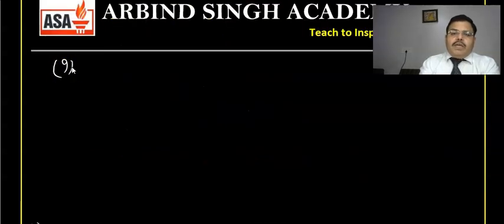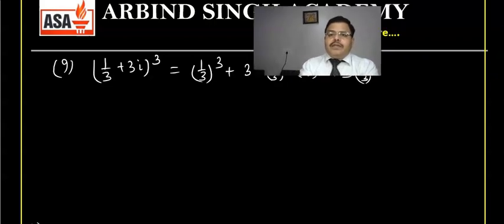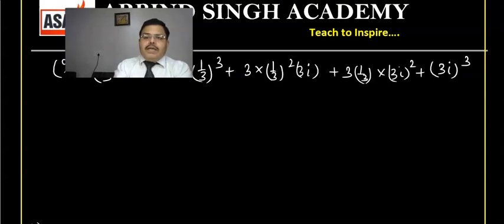Now there is question number 9, and question number 9 is nothing else but (1/3 + 3i)^3. That is (a + b)^3. We can use it: a^3 + 3a^2 b + 3ab^2, isn't it? 3ab^2, that is 3 into (3i)^2, plus b^3, (3i)^3. We can write it like this.